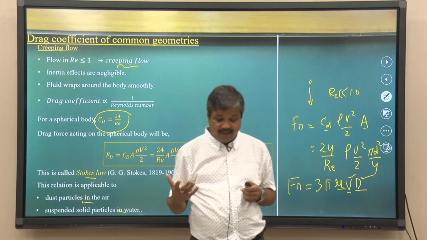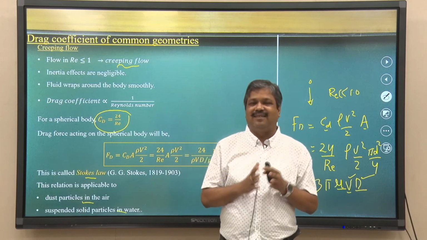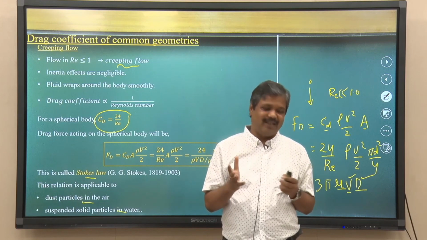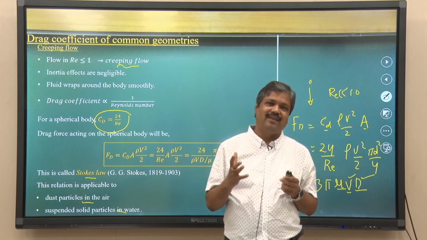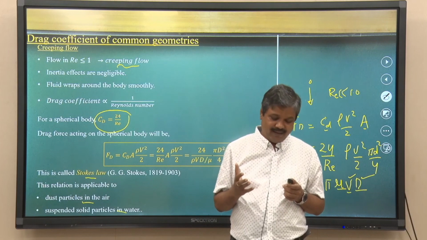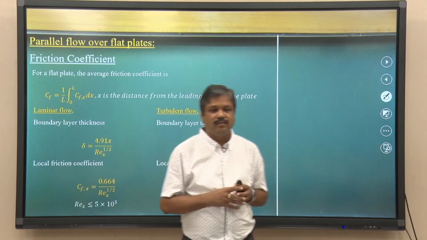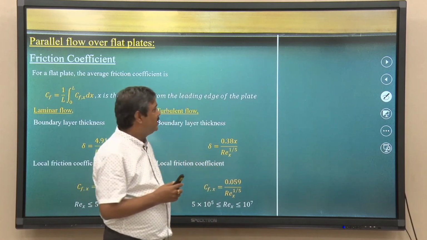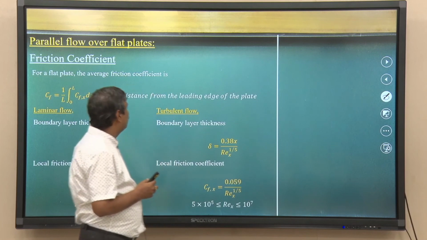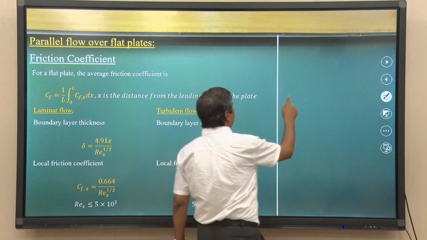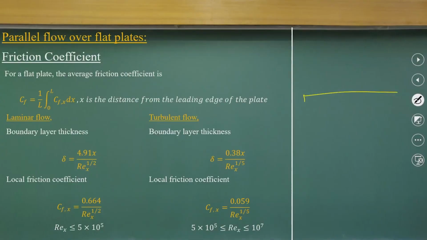It is a very simple law, because we consider the force components as we know, and also consider experimentally what the CD value is. That is the relationship between CD and the Reynolds number. More details of the parallel flow, as we discussed in the classes on boundary layers, I am not going into more details, but just in a simple way, we have already discussed it.